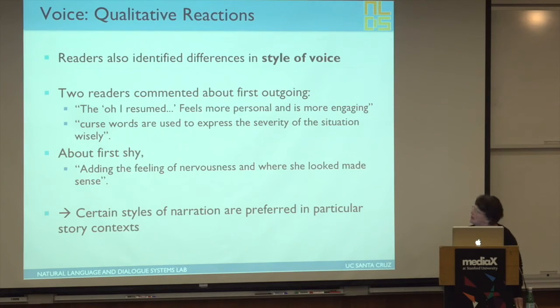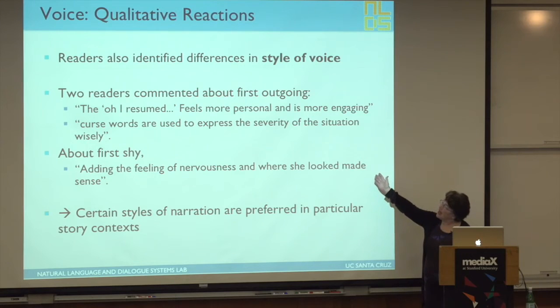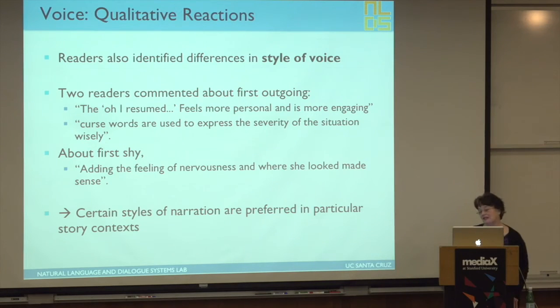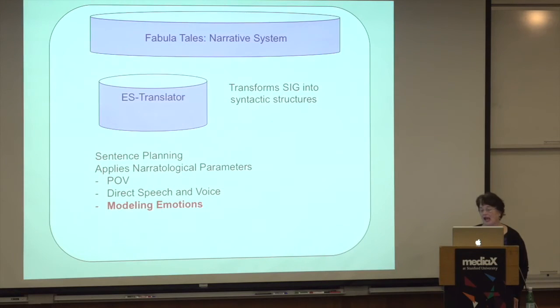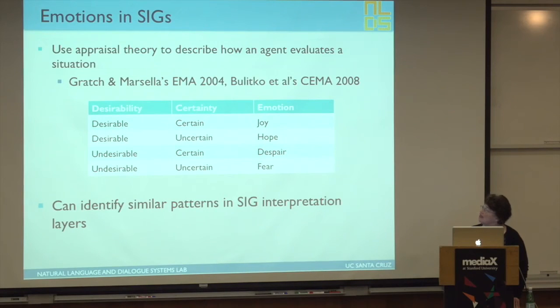We also get comments about the changes in voice, where we have a voice that's really outgoing or extroverted or shy, and we get people that notice it and they definitely comment on it. And then we have this very new thing, which we haven't fully developed and haven't really experimented with yet, but this is modeling emotions. The idea is that we can use the underlying representation of the story intention graph to produce these different emotional responses.